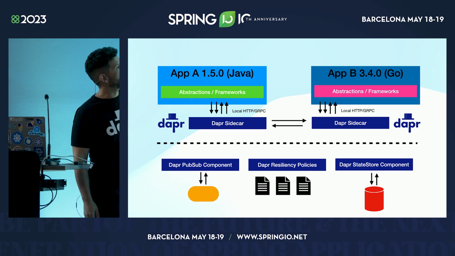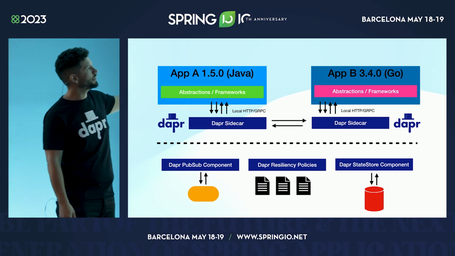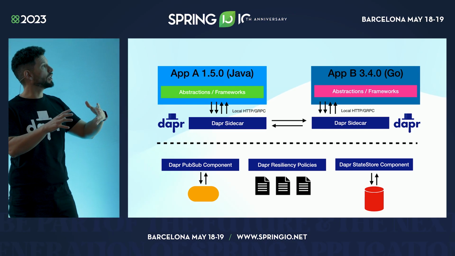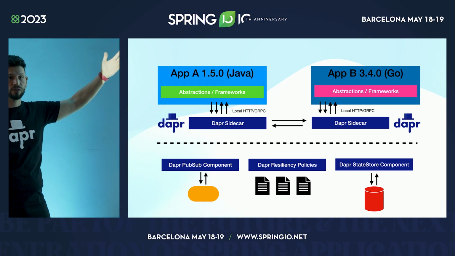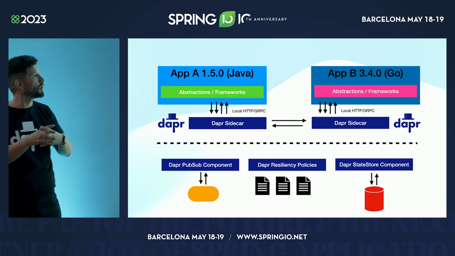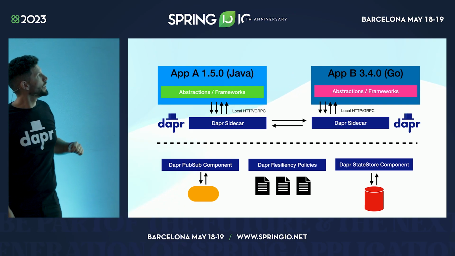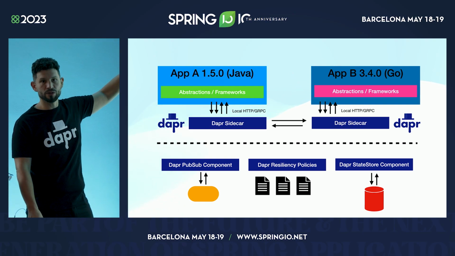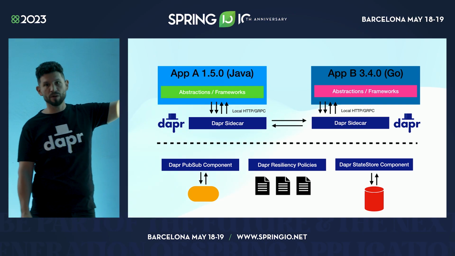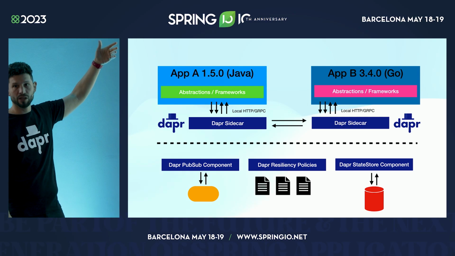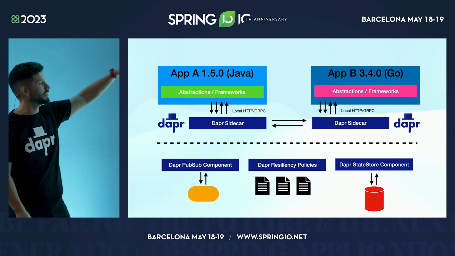So if you have a Java application or a Go application, it doesn't really matter. When you deploy your application as a container to Kubernetes, what Dapr will do is attach a sidecar to that application. So it will run another container, a very small container, in the same context. And that container will expose a bunch of APIs. Those APIs are HTTP and gRPC APIs that your application can call to the local sidecar that is running there.